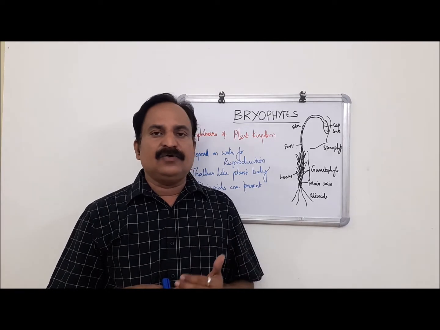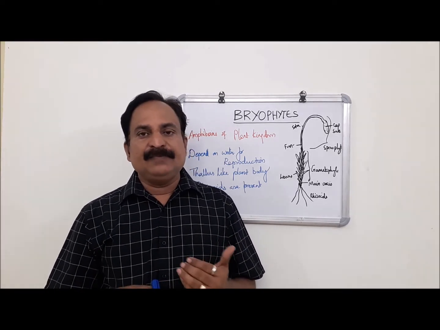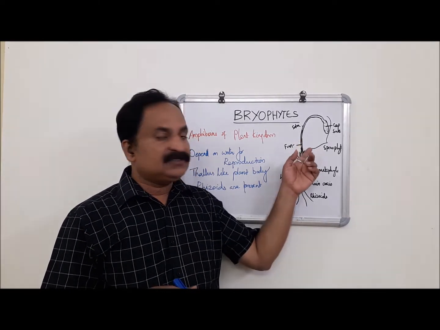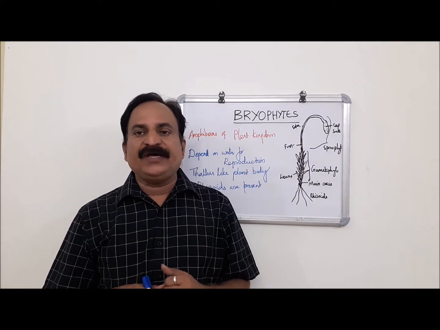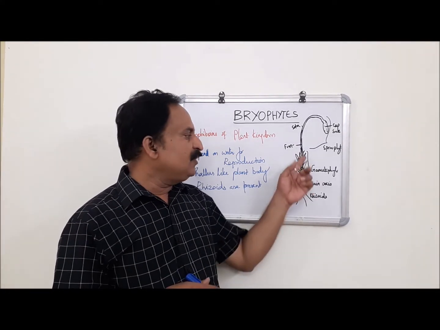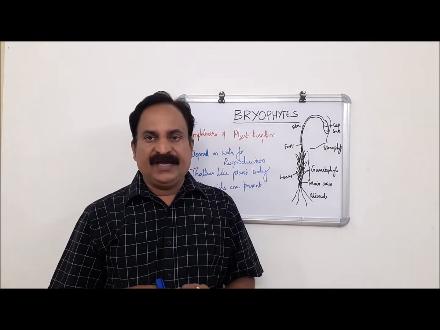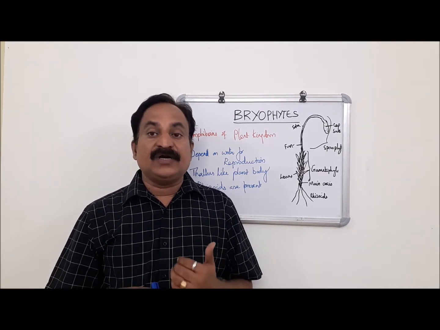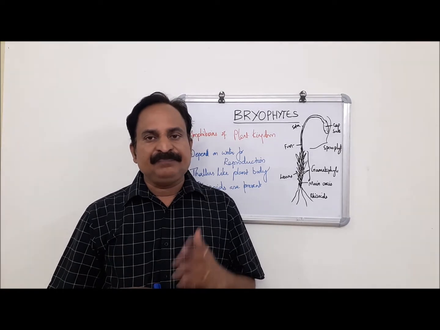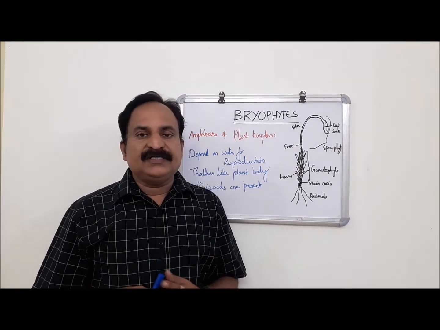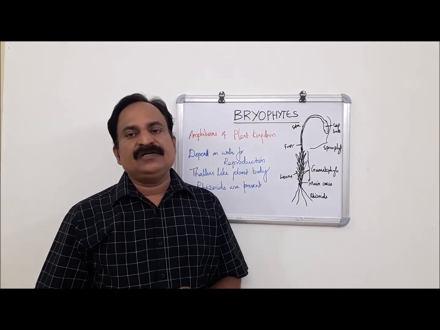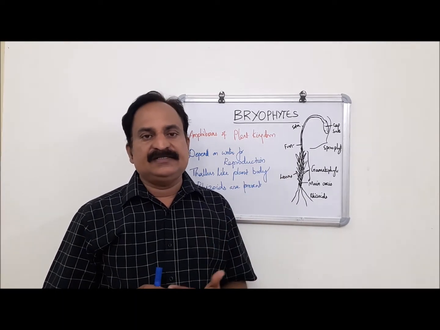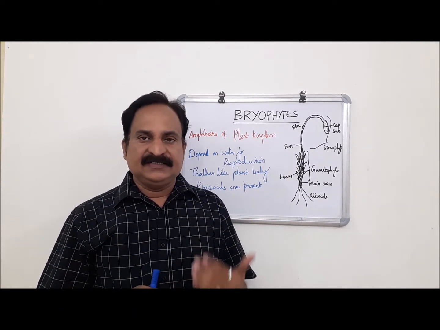The zygote does not undergo reduction division immediately. It produces a multicellular body called the sporophyte. The sporophyte is not free living but is attached to the photosynthetic part of the gametophyte and derives nourishment from it. Some cells of the sporophyte undergo reduction division. You know what is reduction division? Meiosis, to produce haploid spores. These spores germinate to produce the gametophyte. See here, sporophyte and gametophyte alternate with each other. So that is called alternation of generations.